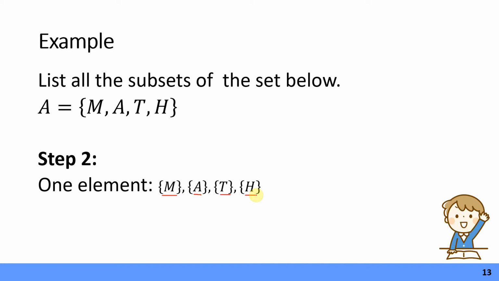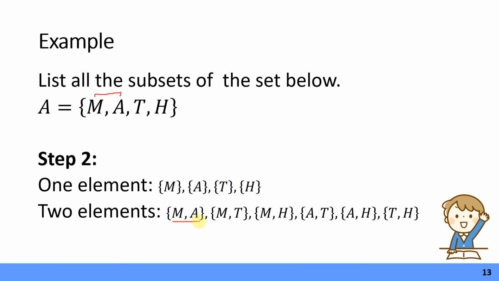Now, since we already created all possible combinations with 1, we're going to create combinations of 2. This is the way I do it. If you find an easier way, go for it. We really don't care how you do it as long as you list all 16 subsets. The way I like to do it is to find the sets that have 2 elements. I start by pairing these 2. So I pair M with A. That gives me the first set. Then I pair M with T. That gives me the second one. And then I pair M with H. That gives me the third one.